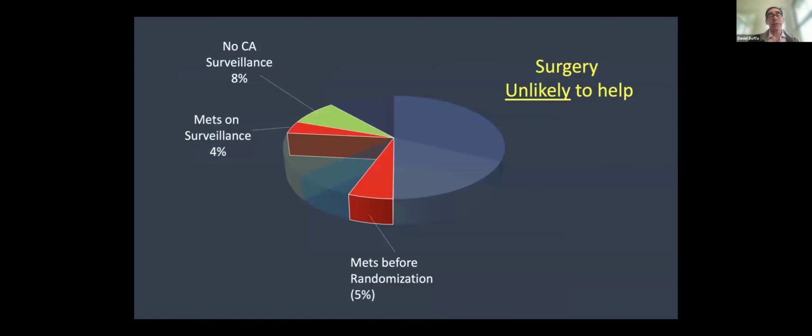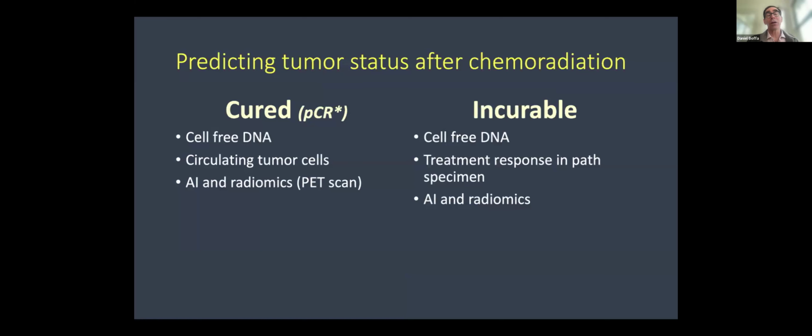But there were people that surgery is unlikely to help, people that develop metastases, and there were some people that were cured. And when you add all of those up, there is probably a 20-25%, if not a few more, that surgery is really not helping. And the question is, can you figure this out? If you knew this ahead of time, who was cured by non-surgical treatment and who was just incurable? That would be very helpful.